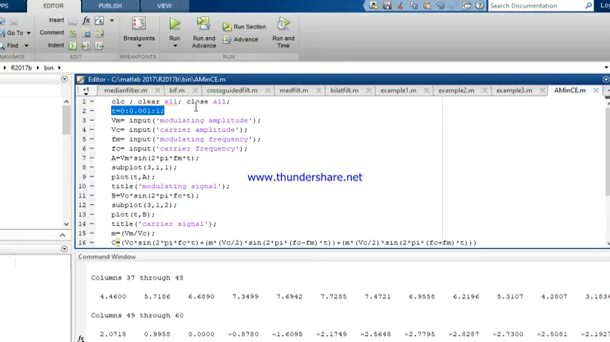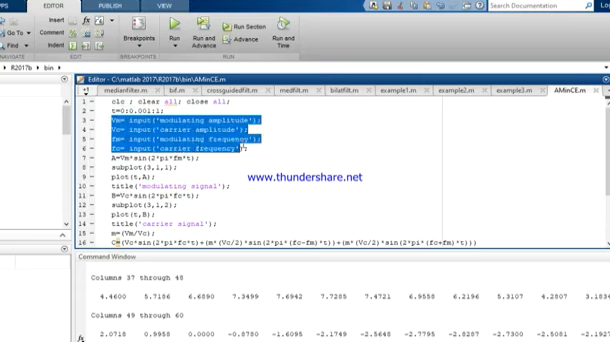Time period t is from 0 to 1, the total time period, and the subdivision of time period we can assume as 0.001. Another thing is, now we can assume these are the 4 inputs which we can put into the single inverted comma.